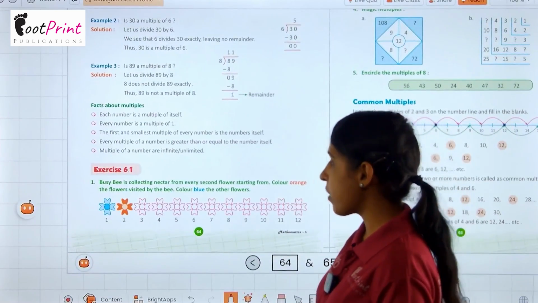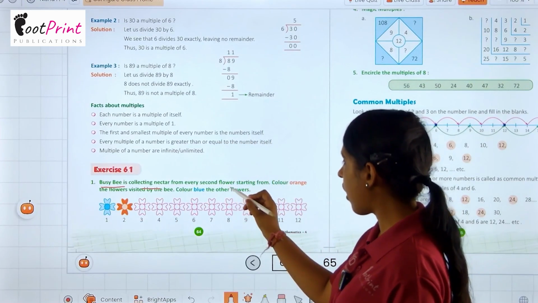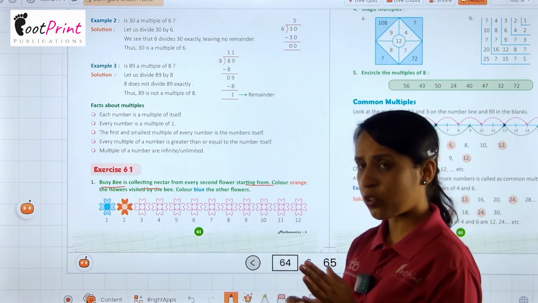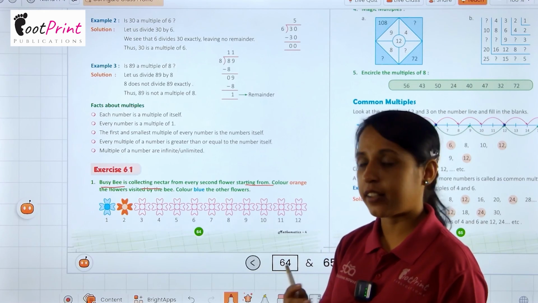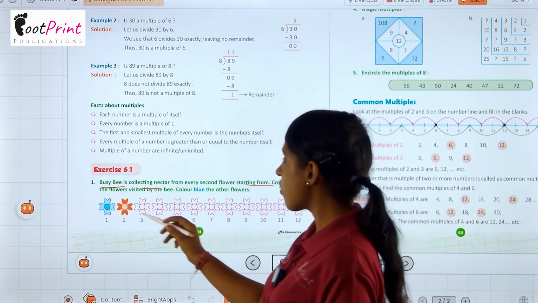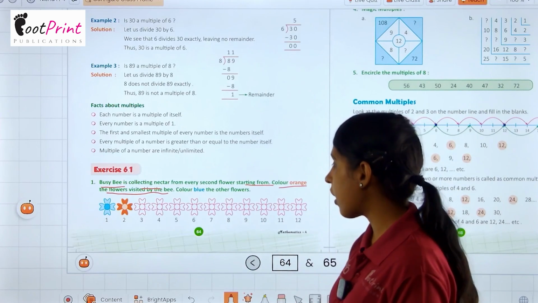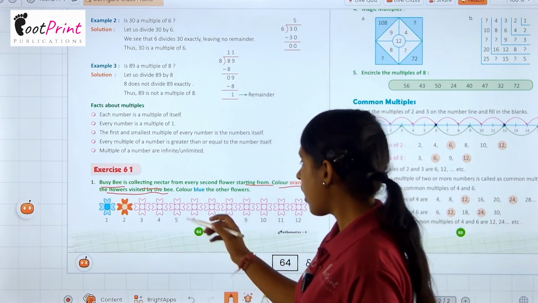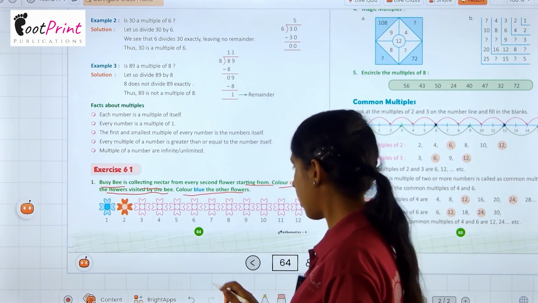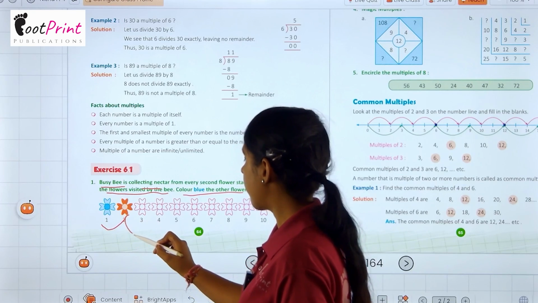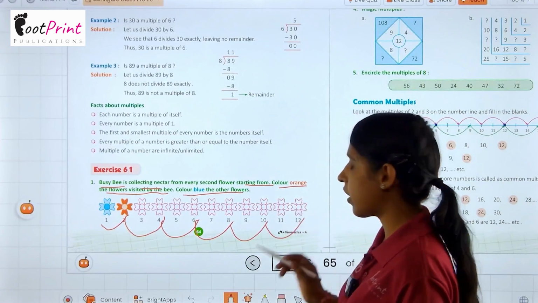So here question number 1 is busy bee is collecting nectar from every second flower starting from. तो एक बिजी बी जो है वो क्या कर रही है? हर एक सेकंड फ्लावर से नेक्टर कलेक्ट कर रही है. ठीक है, color orange the flowers visited by bee. तो बी ने जो फ्लावर विजिट किया है उसको हमें क्या करना है? से हमें ऑरेंज कलर करना है and color blue the other flowers. और जो बचा हुआ फ्लावर है उसमें हमें ब्लू कलर करना है. तो बी जाएगी यहाँ से, फिर 4, then 6, then 8, then 10, after that 12.